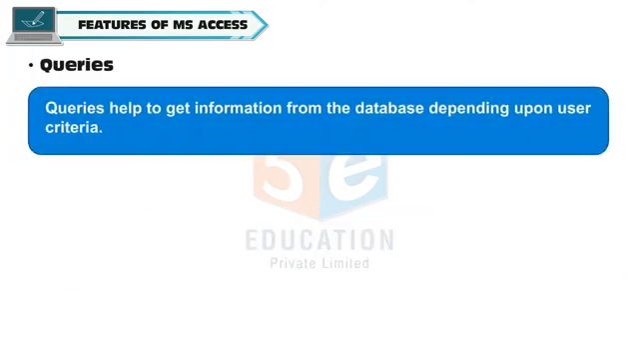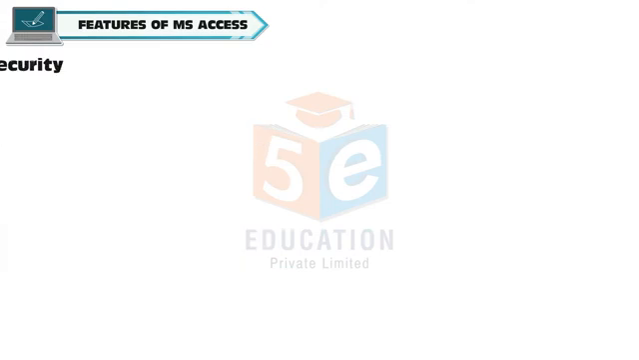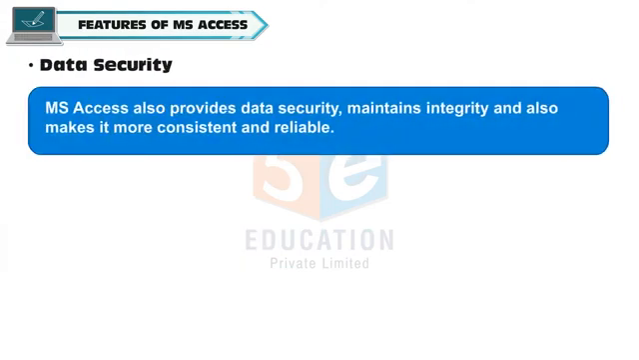Queries help to get information from the database depending upon user criteria. Reports allow the user to present data in a meaningful and summarized manner. MS Access also provides data security, maintains integrity, and also makes it more consistent and reliable.